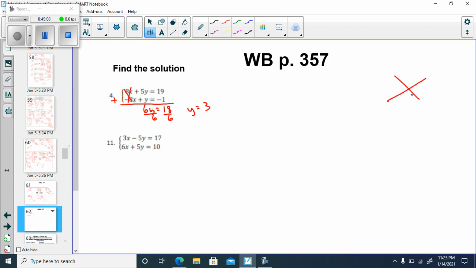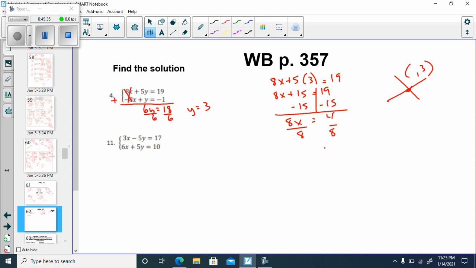Okay, so when our lines cross, we're talking about the y being 3. We're looking for the x. 8x plus 5 times 3 equals 19. 8x plus 15 equals 19. I'd subtract 15 from each side. 8x would be equal to 4. Divide both sides by 8. X would be 4/8, and you can simplify that to 1/2. So my coordinates here are 1/2 and 3.